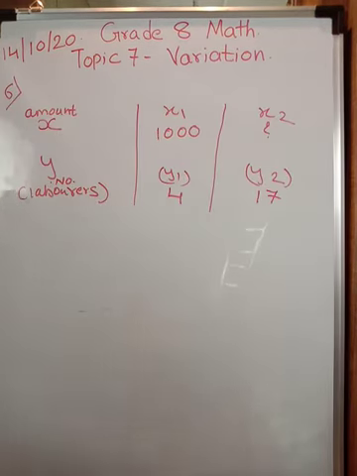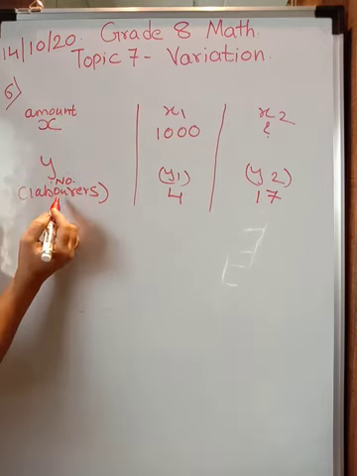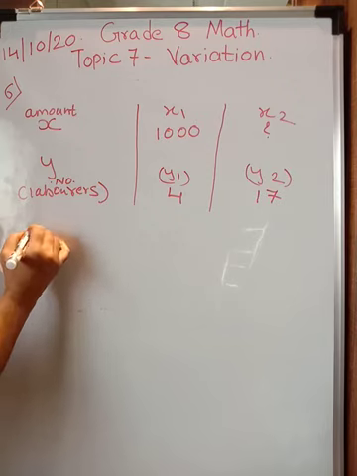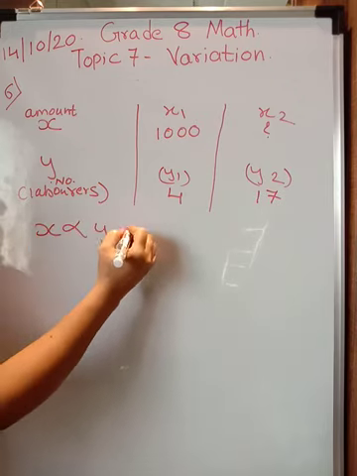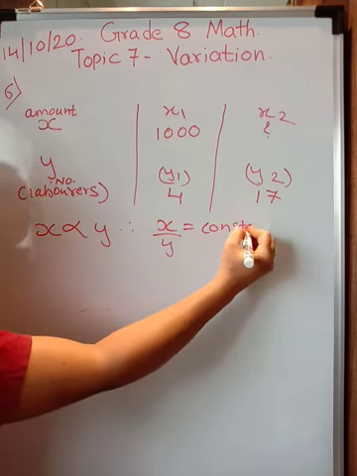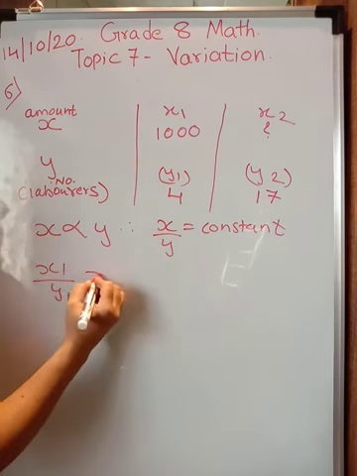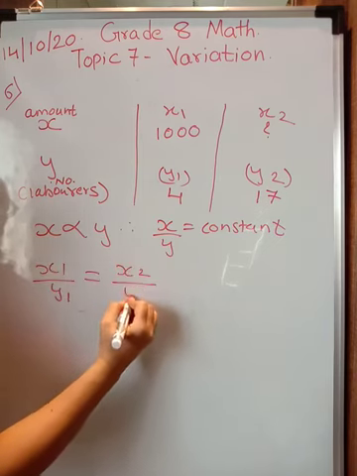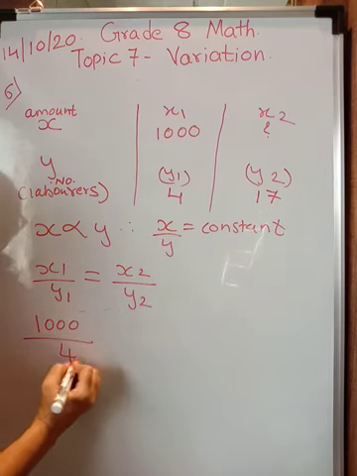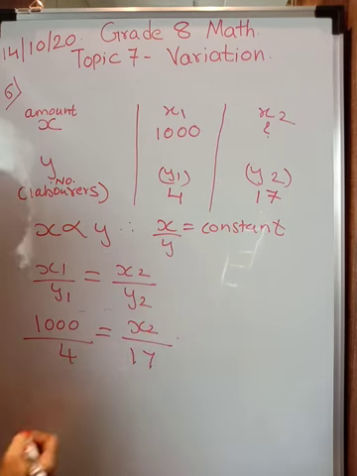Now look at the sixth problem. The amount paid to the laborers is directly proportional to the number of laborers. That means x is directly proportional to y. Therefore, x upon y is constant. This is clear first. So here we can take x1 upon y1 will be equal to x2 upon y2. And now substitute the values. You have 1000 upon 4 is equal to x2 upon 17.